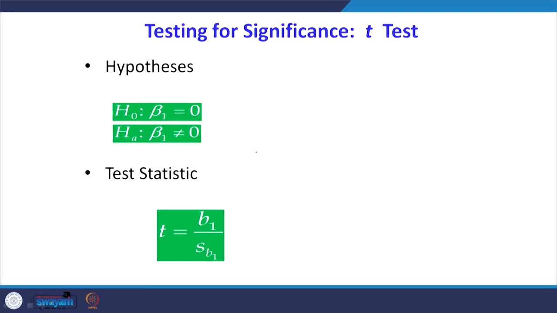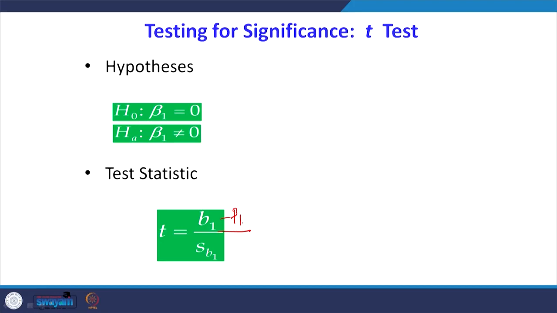Okay. Now, we will go for hypothesis testing. So, what is the hypothesis testing? Null hypothesis: beta 1 equal to 0. That means that there is no relation between x and y. The alternative hypothesis is beta 1 not equal to 0. The test statistic is b1 minus beta 1 divided by S b1. S b1 is the standard error for the coefficient of b1.